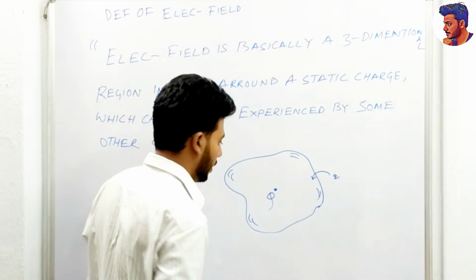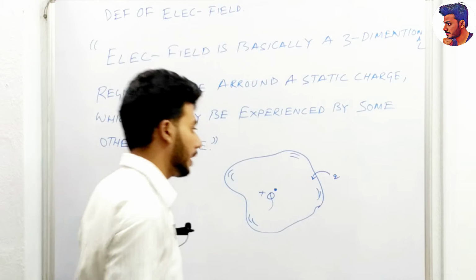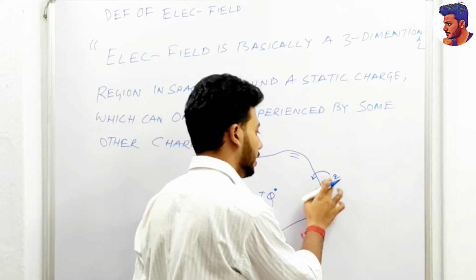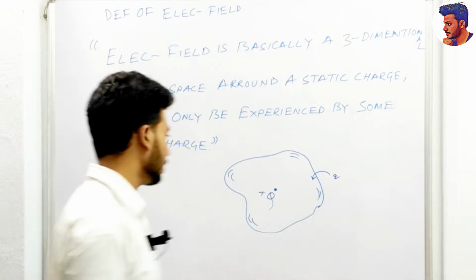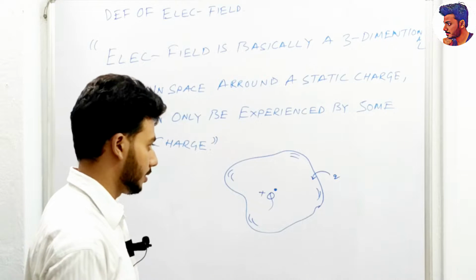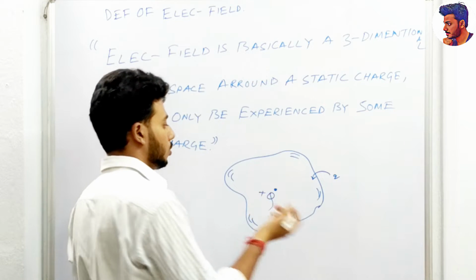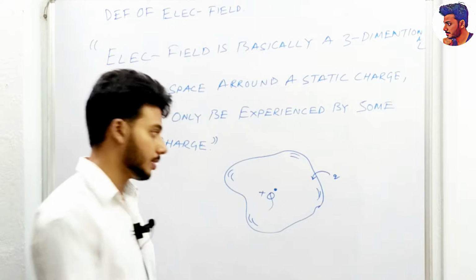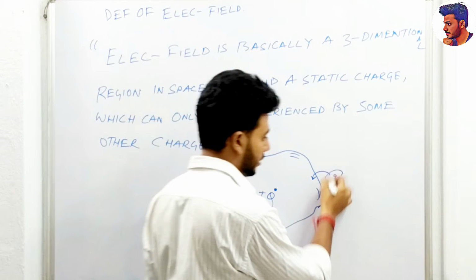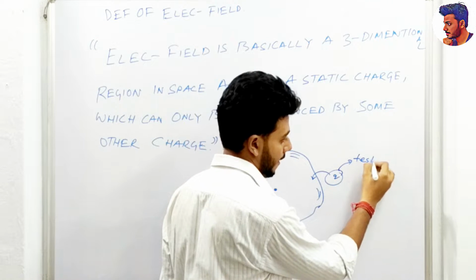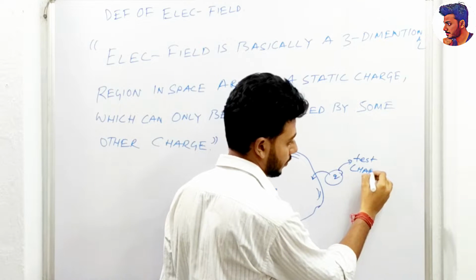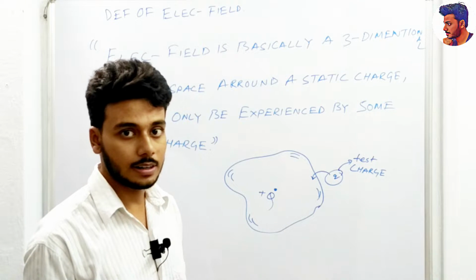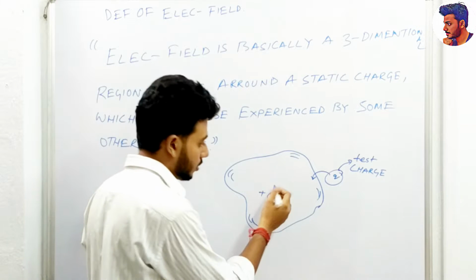I'm considering this is a plus Q charge, the stationary charge is plus Q, and if I put another plus Q charge, then it will repel, and if I put a minus charge, then it will attract. Okay, this is basically what an electric field is. The charge by which you can experience the electric field is known as the test charge. And the charge due to which this electric field is actually generated is known as the source charge.